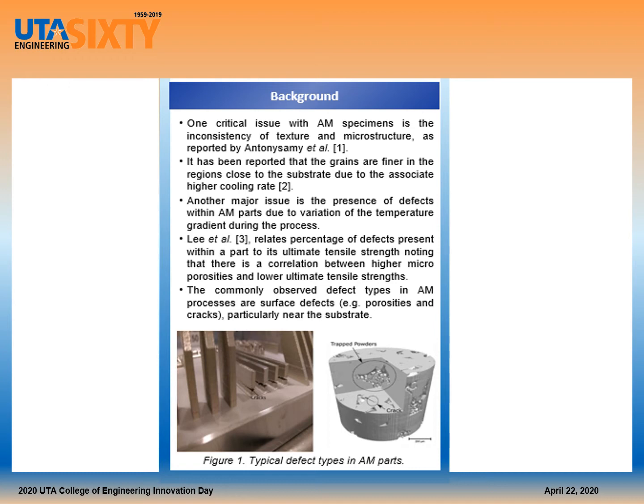Another major issue is the presence of defects within additive manufactured parts due to variation of the temperature gradient during this process. Some commonly observed defect types in this process are surface defects, which include porosities and cracks, particularly near the substrate, as seen in Figure 1. To the left, we can see some cracks in the parts, and to the right, we see some inconsistencies in the surface due to trapped powders.